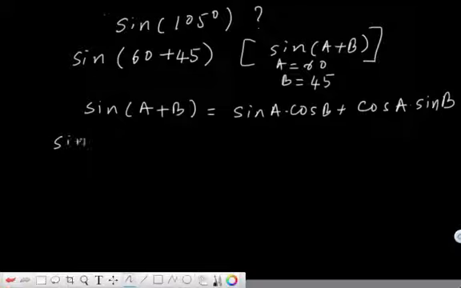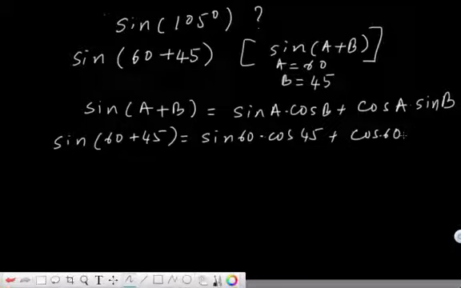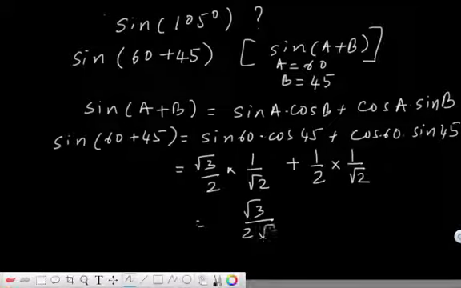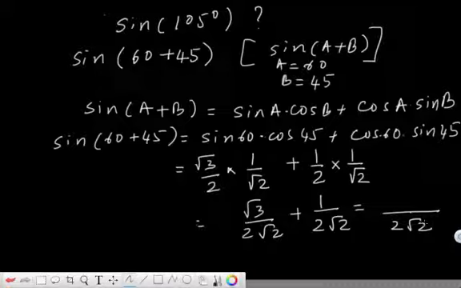So applying that formula, sin of 60 plus 45 is sin 60 times cos 45 plus cos 60 times sin 45. We know sin 60 is root 3 by 2 times cos 45 is 1 by root 2, plus cos 60 is 1 by 2 times sin 45 is 1 by root 2. So that is equal to root 3 by 2 root 2 plus 1 by 2 root 2, which is equal to root 3 plus 1 by 2 root 2. So sine 105 is equal to root 3 plus 1 by 2 root 2.